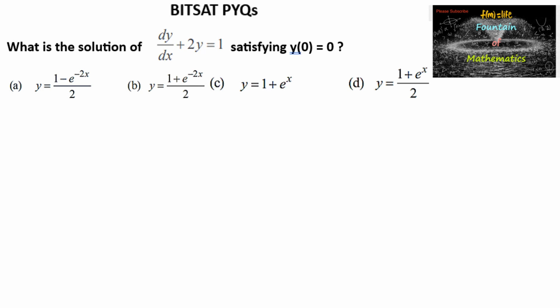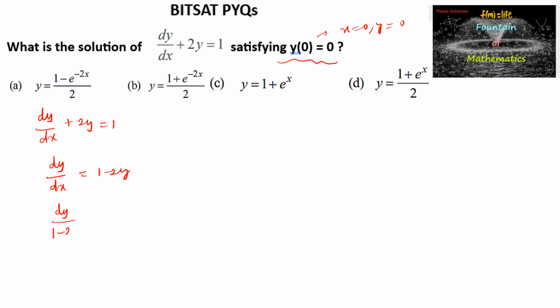So what is the solution of dy/dx plus 2y is equal to 1, satisfying y at 0 is equal to 0, means when x is equal to 0 the y value is 0. So we can write here dy/dx is equal to 1 minus 2y, or we can write dy/(1 minus 2y) is equal to dx. And now integrating on both the sides, so we get the integral of 1/(1 minus 2y) dy is equal to the integral of 1 dx.